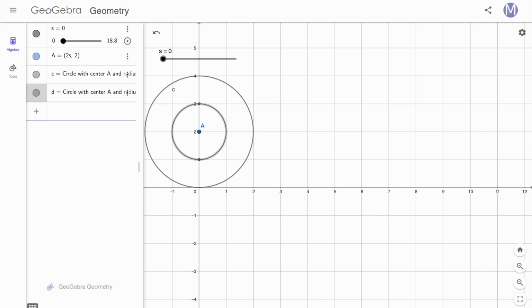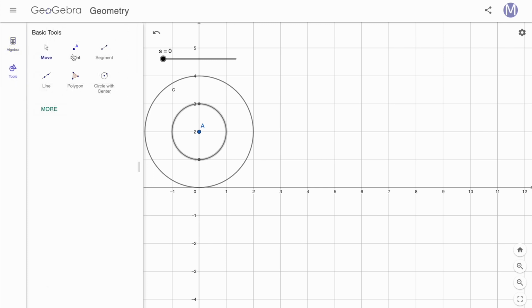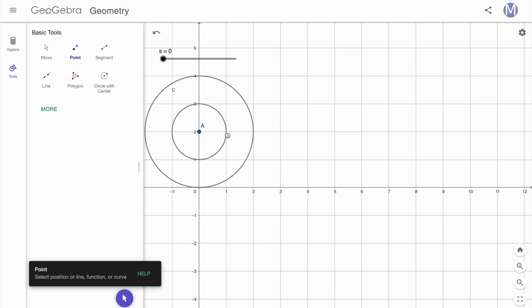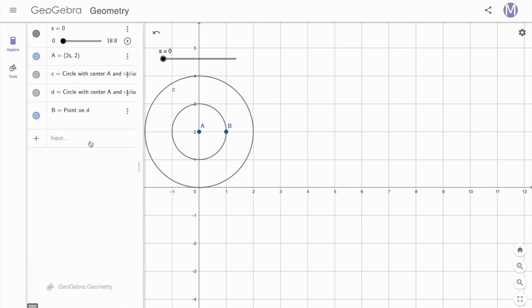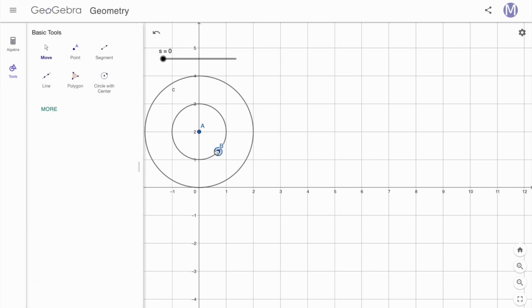Additionally, that ladybug is going to be rotating around in space. So I'm going to go to my tools, I'm going to click plot a point, and I'm going to put it on this circle, which GeoGebra is going to lock that point B. It's going to say B is point on circle D. So now if I drag B around, it stays on D.